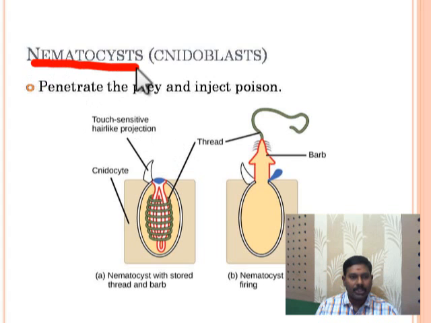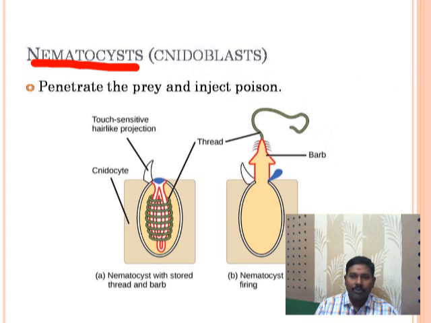Here, what is the use of nematocyst? Nematocyst helps the organism to capture the prey and inject the poison into the prey so that the prey cannot move to another place. For that purpose, it is using the nematocyst. Here the nematocyst is stored within the organism. During nematocyst firing, what is happening? The stored nematocyst thread-like opening will be opened. As a result, this will inject the poison into the prey. This is the function of nematocyst or cnidoblast.